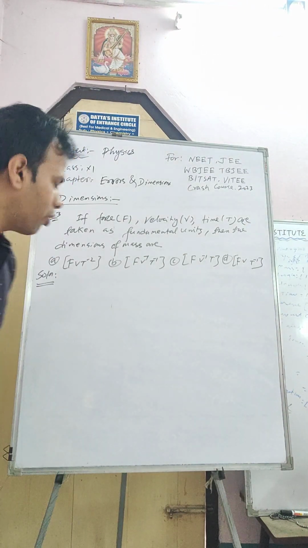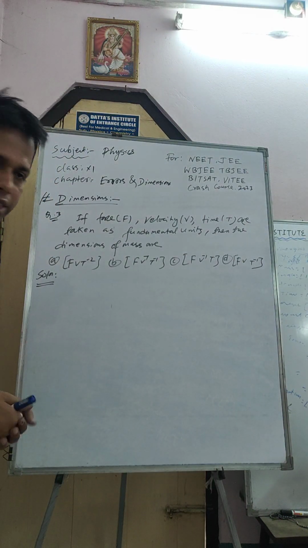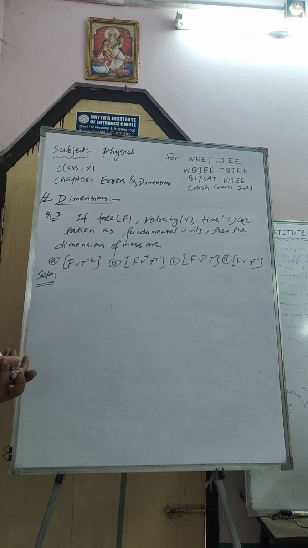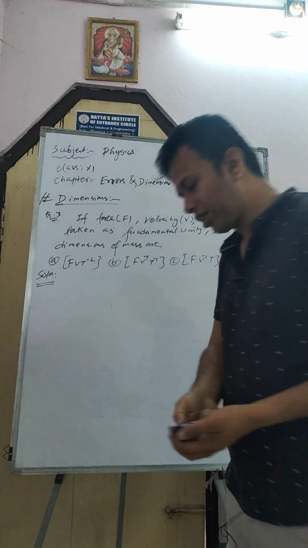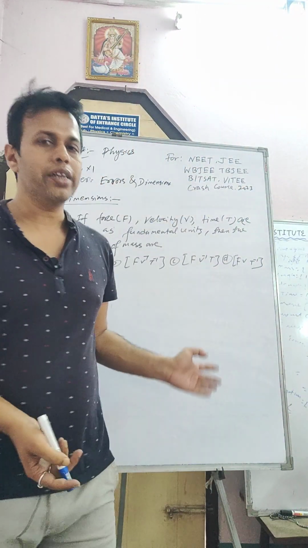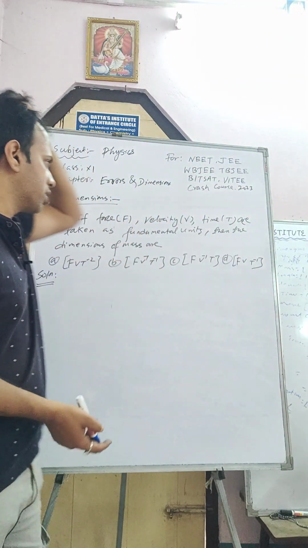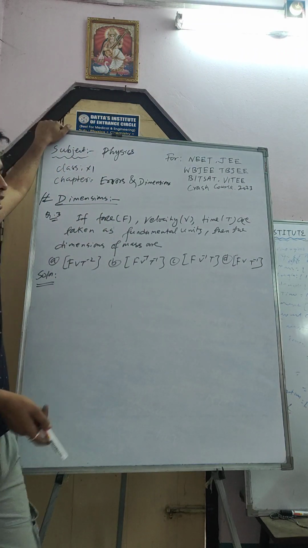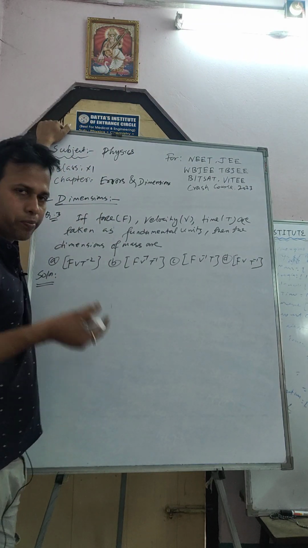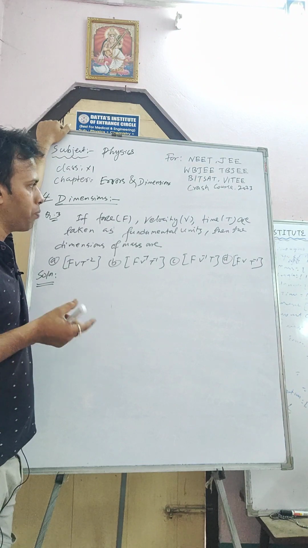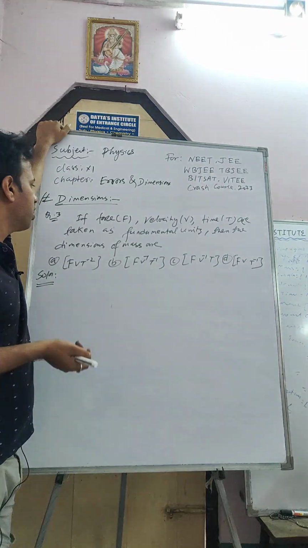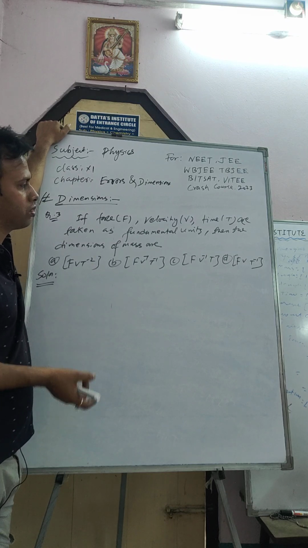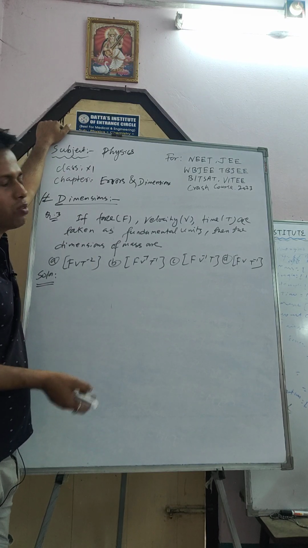Hello everyone. So our next question, question number 3 from dimension, came in NEET 2014, that is AIPMT, the All India Pre-Medical Entrance Exam at that time. The question is: if force, denoted by F, velocity, denoted by B, and time, denoted by T, are taken as the fundamental units, then what will be the dimension of mass? We have to find out.